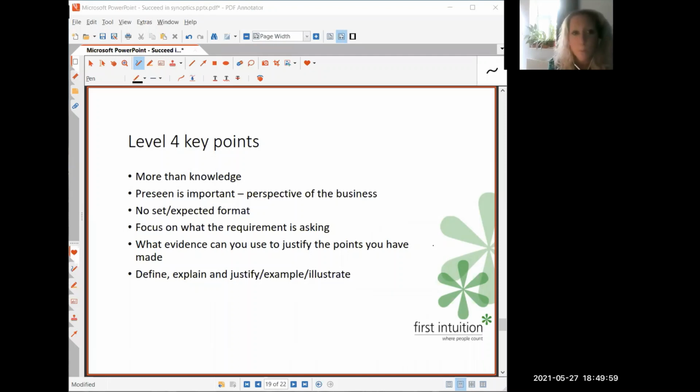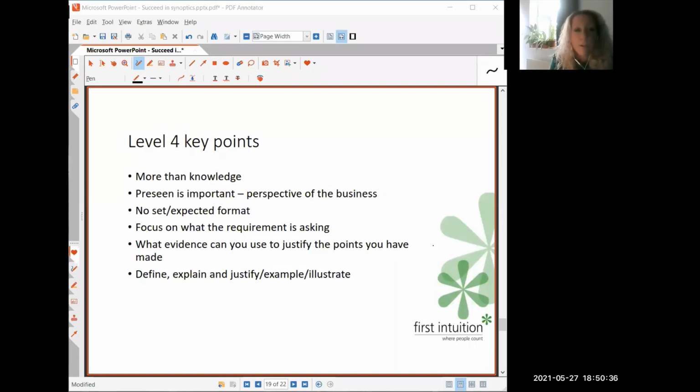So I wanted to pick up on a few key points from level 3 and level 4. So starting with level 4, the Synoptic is about more than your knowledge. It's about your ability to apply your knowledge to a given scenario, that you have that knowledge of the pre-seen information, you understand the business that you're involved in. Treat it as if that is where you work, so you know that business that you're in, and these are questions that are about that business in that pre-seen scenario.